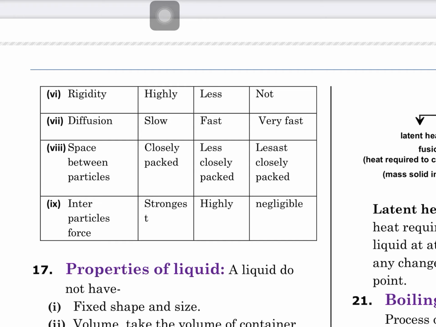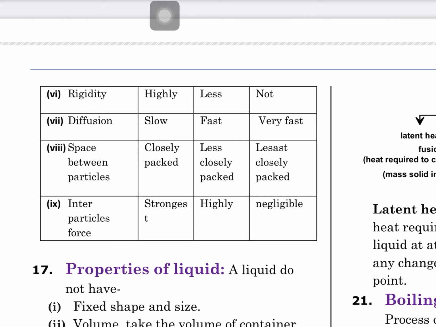Space between the particles: closely packed. Spacing concept here. Obviously, solid does not have space between its molecules. Nothing can enter, nothing can be penetrated, nothing can go inside the solid. So the force between the molecules is very strong there. So: closely packed, less closely packed, and least closely packed.